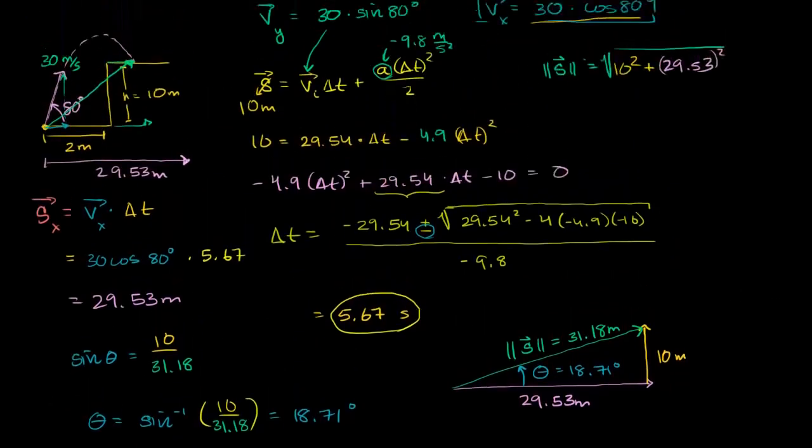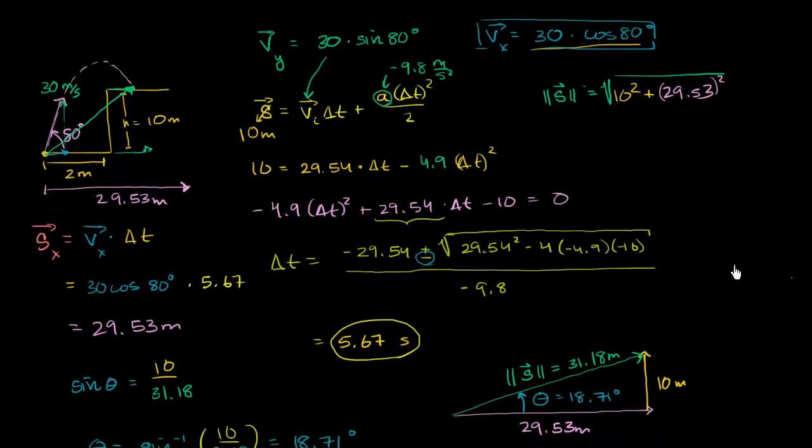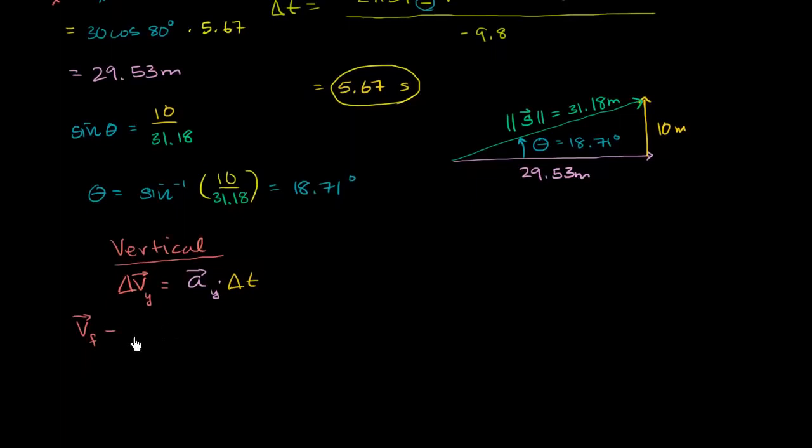We solved for it. Our initial vertical velocity, we figured out, was 29.54 meters per second. That's 30 sine of 80 degrees. So this is going to be our final vertical velocity minus 29.54 meters per second, which is equal to our acceleration in the vertical direction, which is negative because it's accelerating us downwards, negative 9.8 meters per second squared, and our time in the air is 5.67 seconds, times 5.67 seconds.